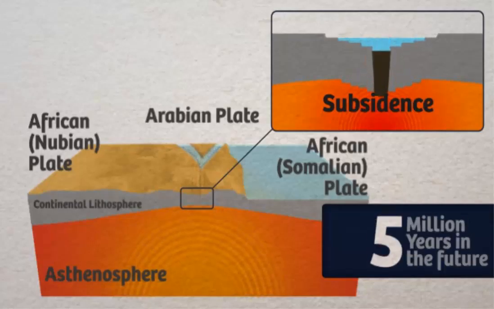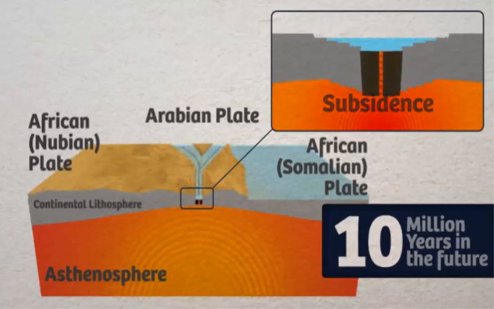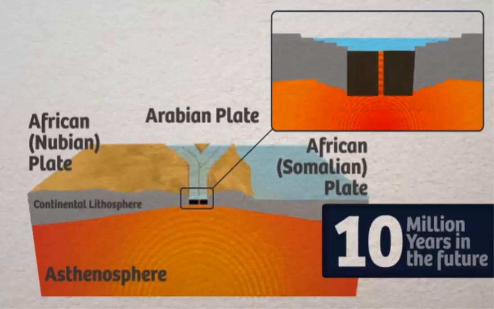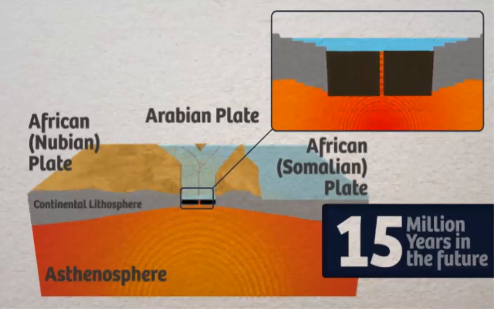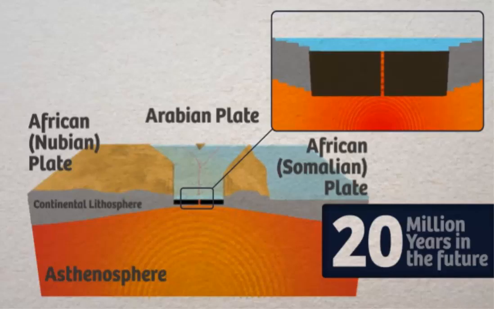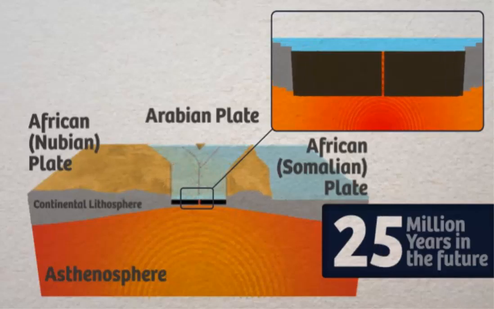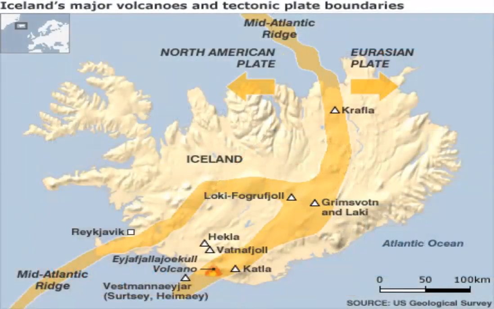In time, as the Nubian and Somalian plates move further away from each other, the area between them will grow thinner and drop below sea level. New ocean lithosphere may form along the centre of the rift, producing a new narrow ocean basin with its own mid-ocean ridge. Within continents, divergent boundaries produce rift valleys such as the Red Sea and East African rifts that we just spoke about, and the lesser-known West Antarctic Rift.